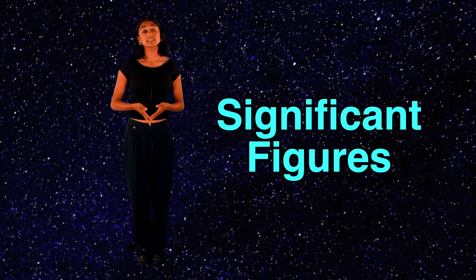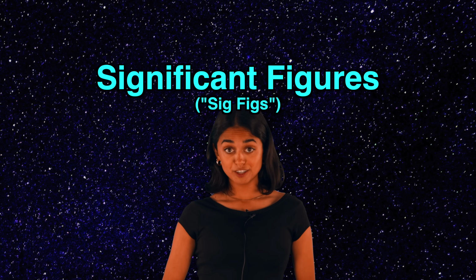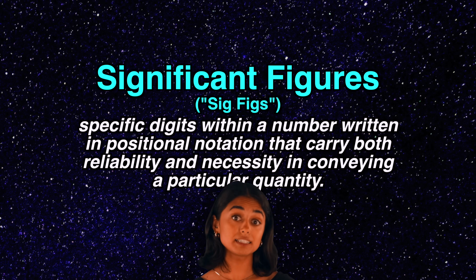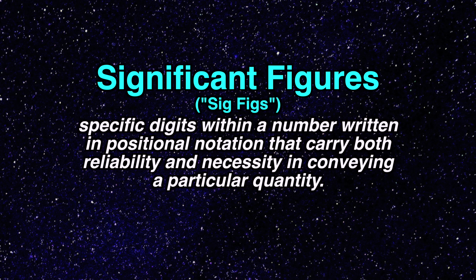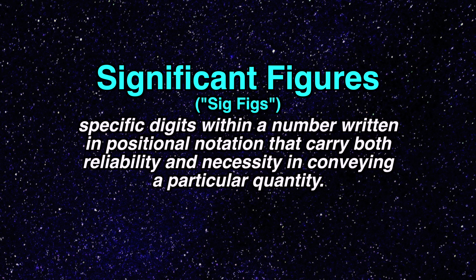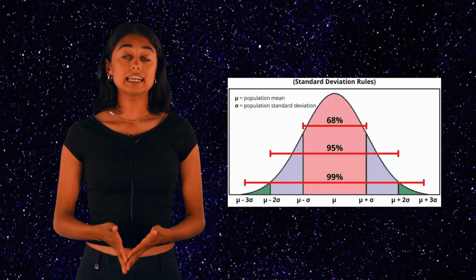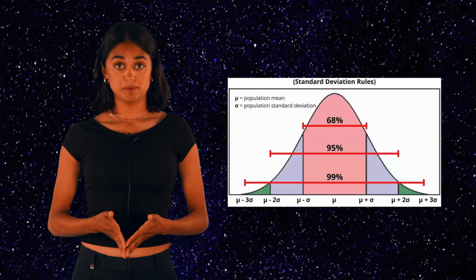A common convention in science and engineering is to express accuracy and/or precision by means of significant figures. Significant figures, or sig figs, are specific digits within a number, written in positional notation, that carry both reliability and necessity in conveying a particular quantity. In engineering, precision is often taken as 3 standard deviations, representing the range that 99.73% of measurements can occur within. For more on that, check out the next episode.